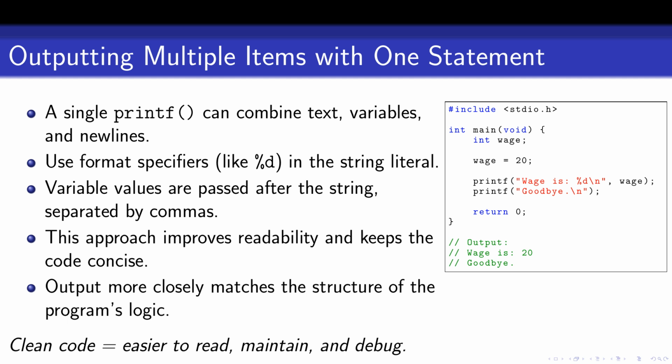Programmers often use one output statement per logical line of output, aligning their code with what they want the user to see. As shown on the slide, the final result looks neater, and the code reflects the output layout more clearly. Combining output this way is a good practice to adopt early on, especially as your programs begin producing more complex results. Clean, intentional formatting improves readability for both the user and the programmer.